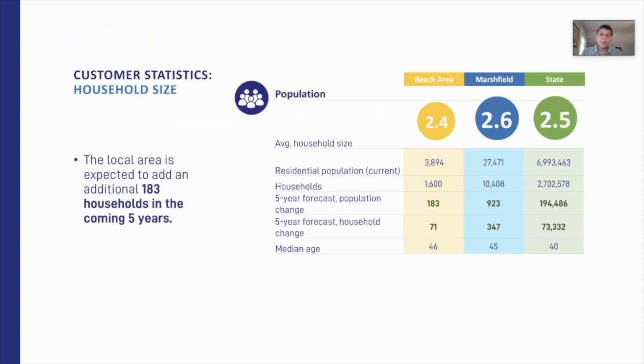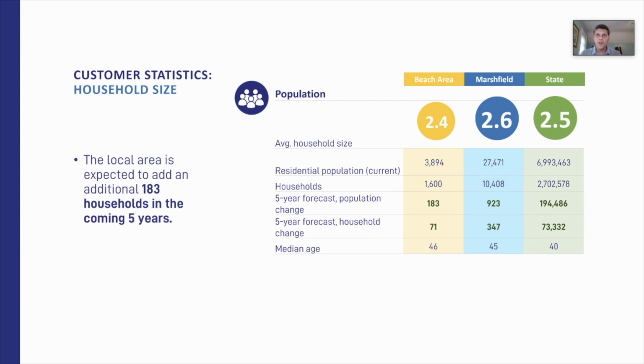The next slide talks about the household sizes of the beach area relative to Marshfield and the state, and they're all the same. They're relatively at that number 2.5 or so. That's an important finding because it says that the beach area is not just about seasonal homes, and it's not just about transients. There is a community here. This is a place that mirrors much of Marshfield, and that's important.